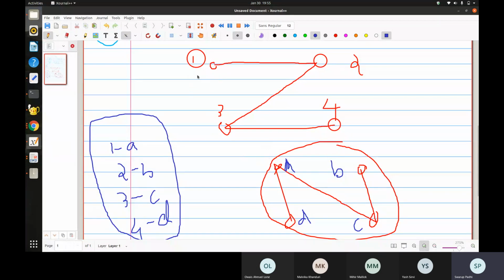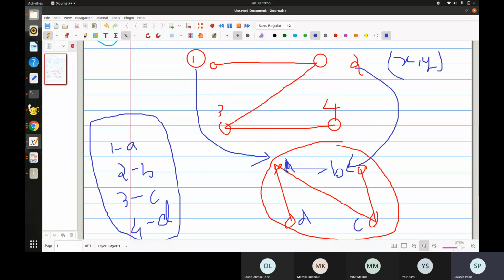So if I map 1 to A, then 1 is connected to 2. Therefore, 1 is mapped to A, 2 is mapped to B. So if 1 is connected to 2, A should be connected to B, but it's not that here. So this mapping is improper. So you have to construct some mapping such that, suppose, x and y is an edge. So that is how we construct.